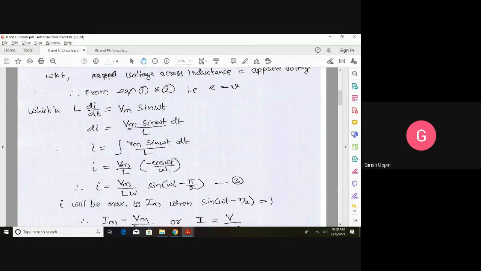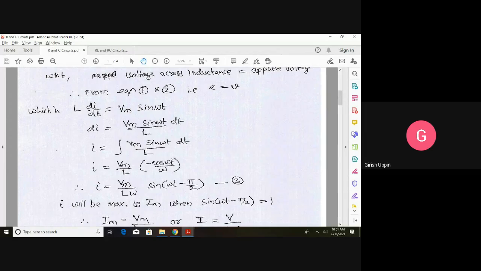Omega is equal to 2 pi f, and that frequency is constant. Like I told you, in India the frequency of the alternating current is fixed, that is 50 hertz. Some countries follow 60 hertz. So every country has a standard. In India, all the alternating electricity that is produced is at 50 hertz.